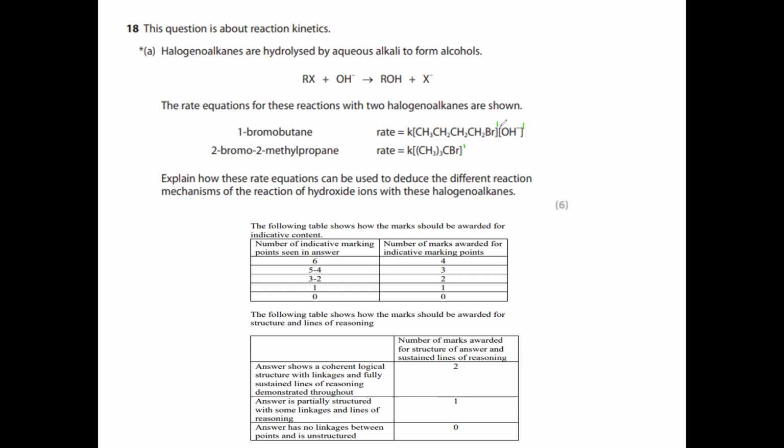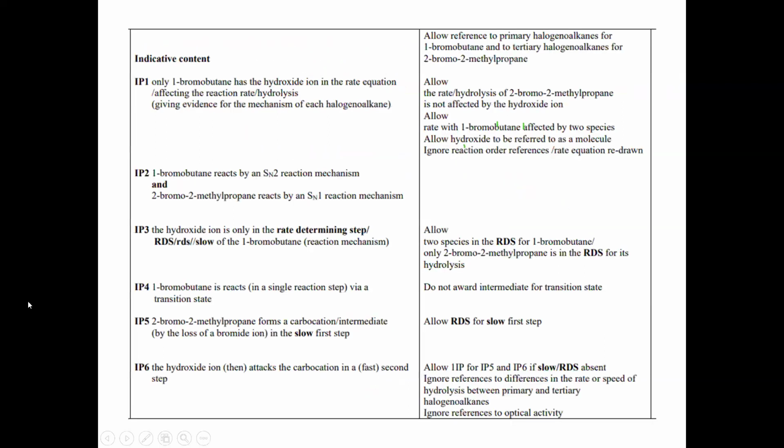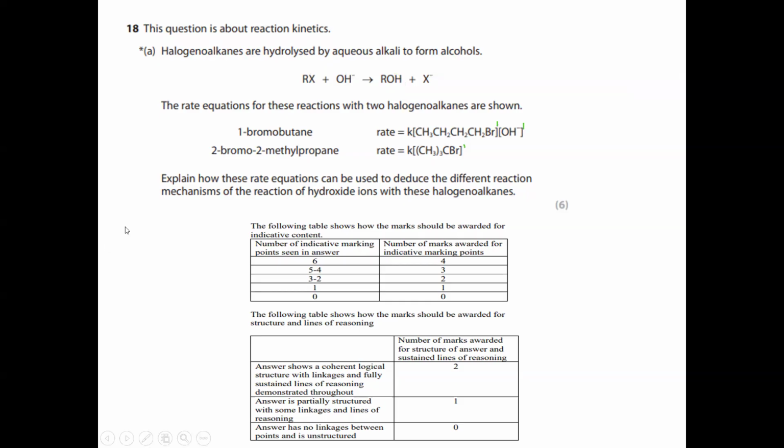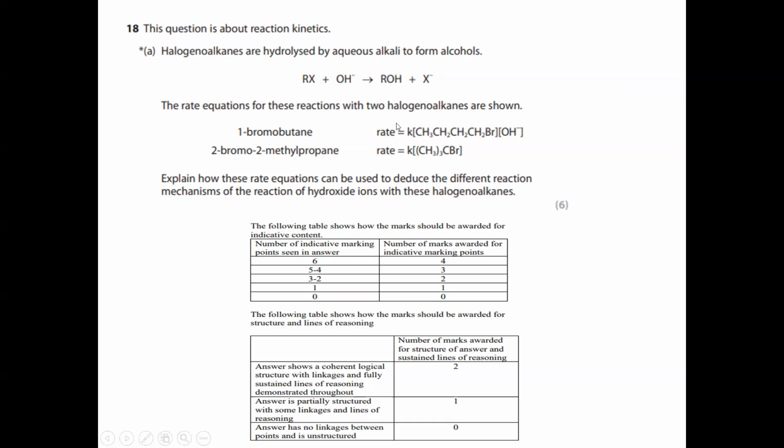Explain how this rate equation can be used to deduce the different reaction mechanisms of the reaction of hydroxide ion with these halogenoalkanes. Right, first I'll use this empty page to explain what's happening. 1-bromobutane and 2-bromo-2-methylpropane. I'll take 1-bromobutane first. In 1-bromobutane both reactants are taking part. This is what happens in 1-bromobutane. So this is the carbon atom.